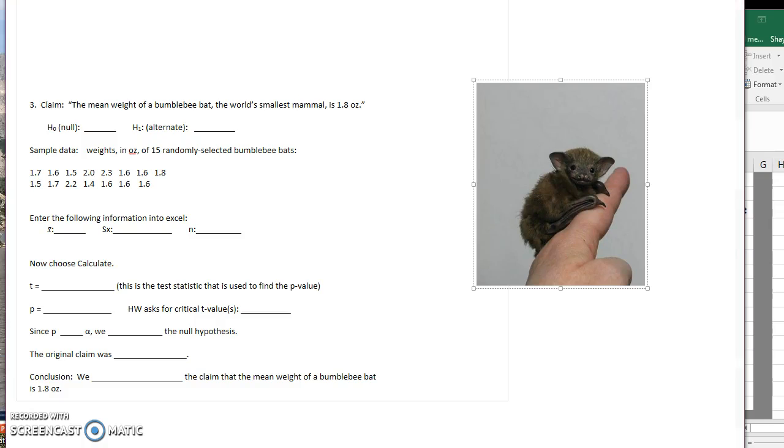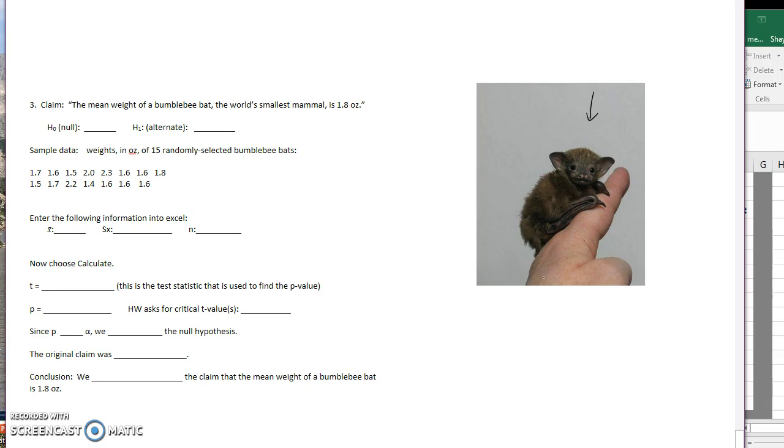All right, and the last one we're going to take a look at in this chapter is about bumblebee bats. It says the mean weight of a bumblebee bat, the world's smallest mammal, is 1.8 ounces. If you were wondering what a bumblebee bat looks like, it's this thing right here. Kind of tiny, cute little guy.